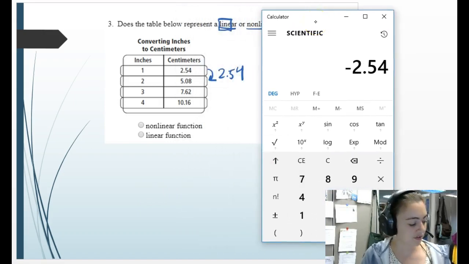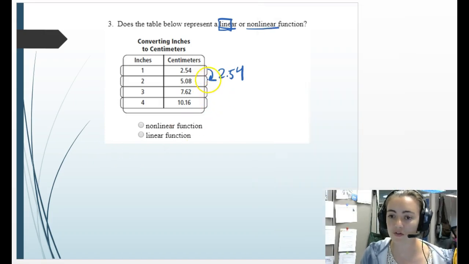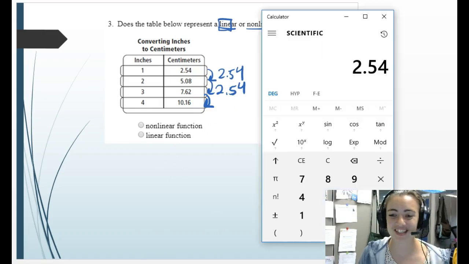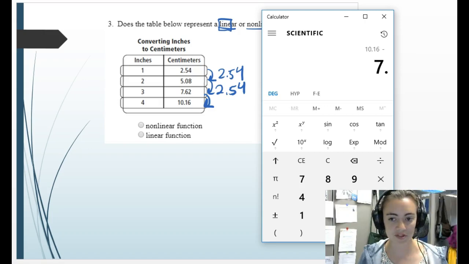All right, so we have 7.62 minus 5.08. That's also 2.54. So far it's looking like it could be linear. Let's check our last one. We have 10.16 minus 7.62.